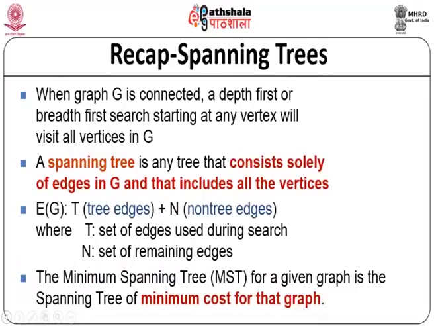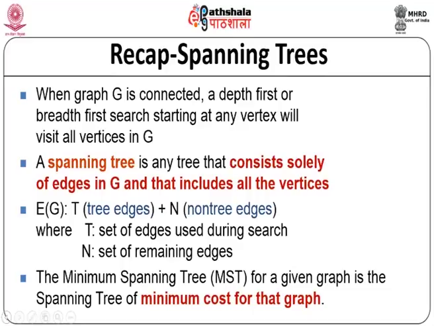Now, before we start off, let us recap the meaning of spanning trees and minimum spanning trees. When a graph G is connected, a depth first or breadth first search starting in any vertex will visit all the vertices of G, that is a normal search or traversal. Now, a spanning tree is any tree that consists solely of the edges in G and includes all the vertices.